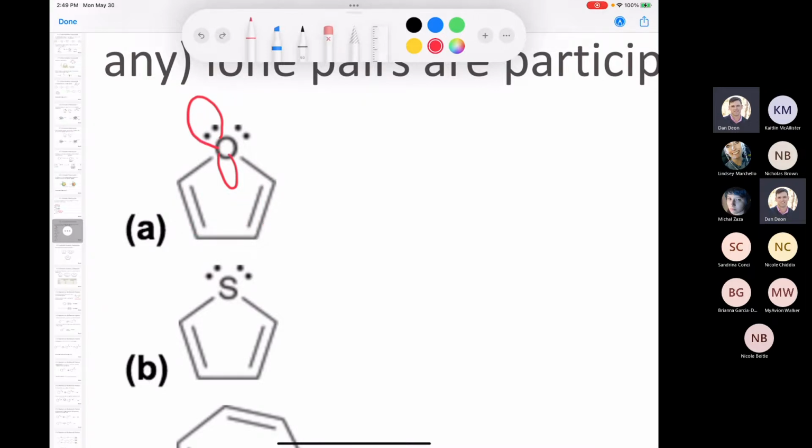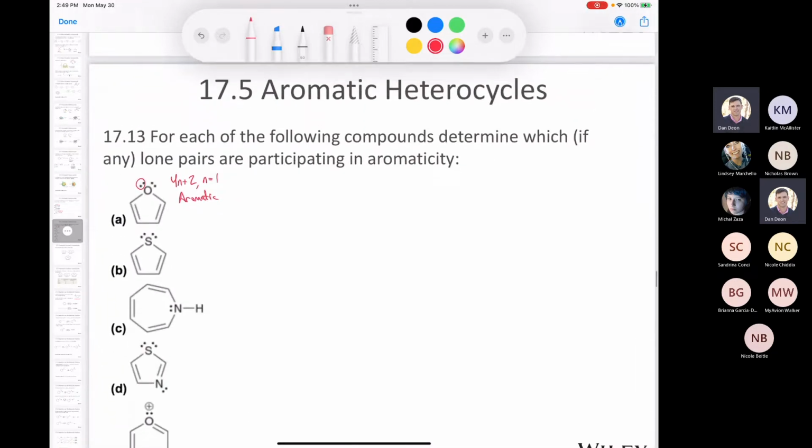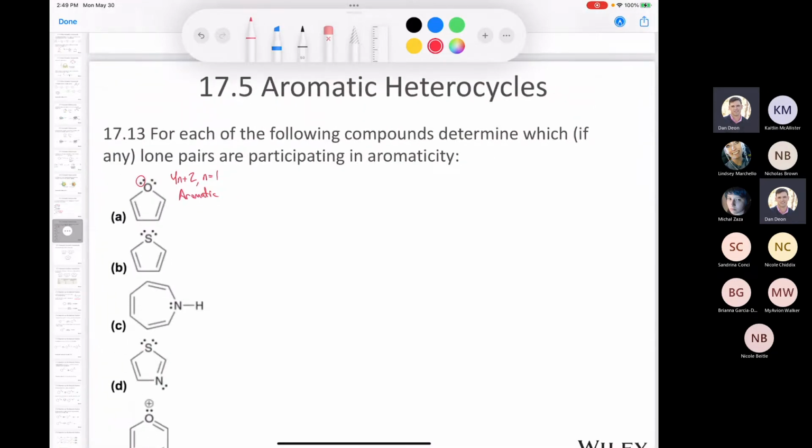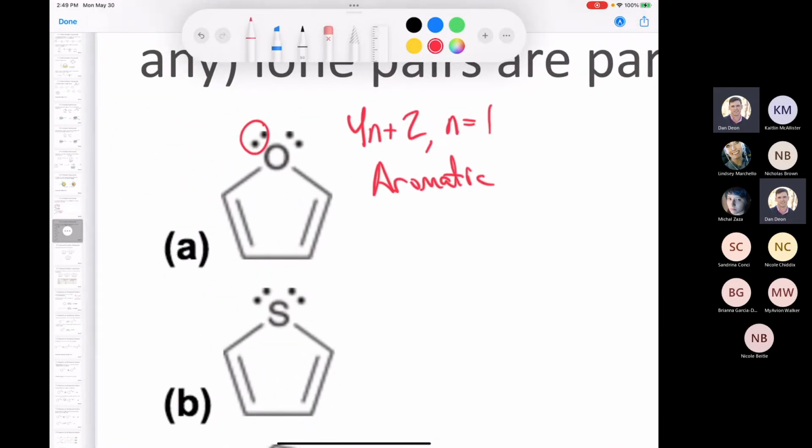Well, that happens to be a Huckel number. So I'm just going to put a circle around these. So we have 4n plus 2, where n is equal to 1, and therefore this would be an aromatic compound. So the question asks us, determine which, if any, of the lone pairs are participating in aromaticity. And so the oxygen in this ring, one of the lone pairs is participating in aromaticity. It doesn't matter which one you circle, but one of them is.